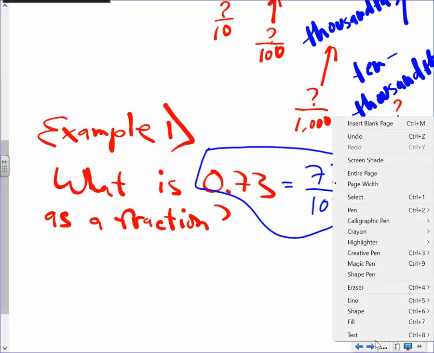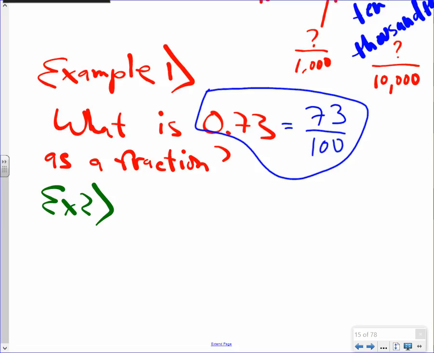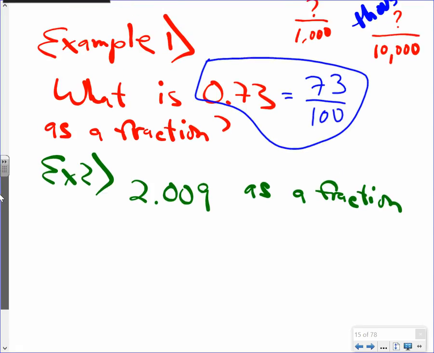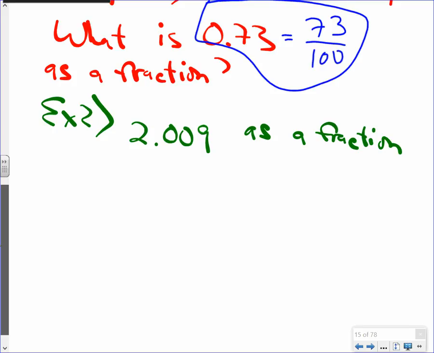Example 2. I'm going to put EX2. I'm going to write 2.009 as a fraction. 2.009 as a fraction. So let's see. What place is that, Iwanovich?